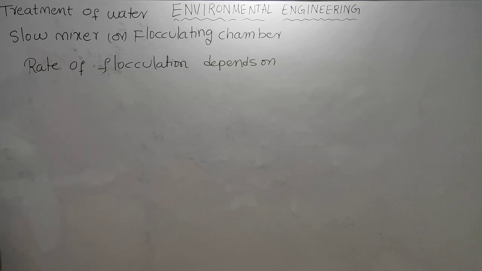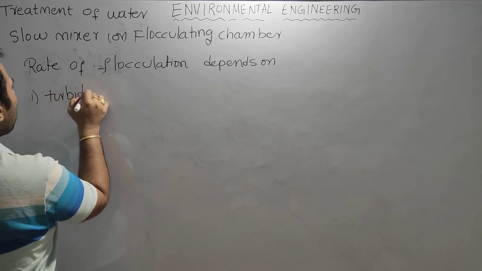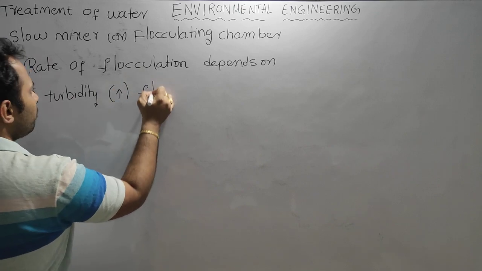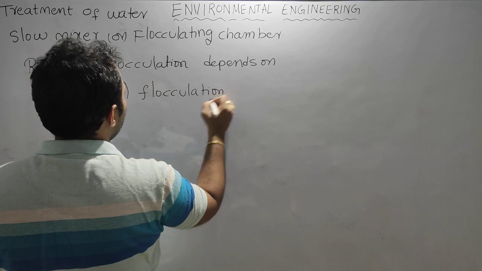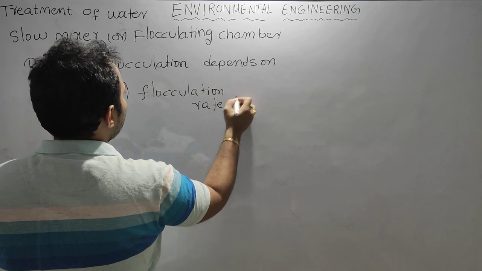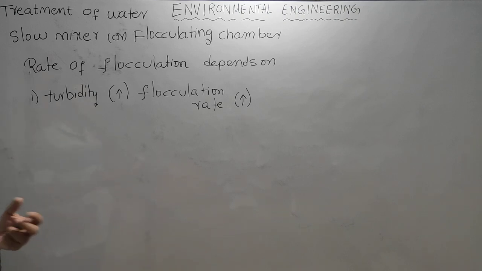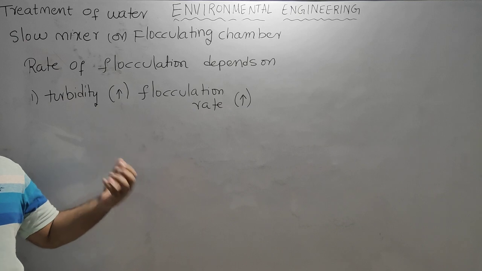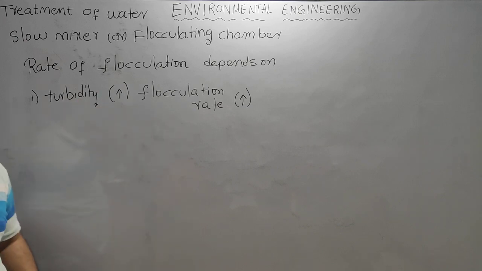One, turbidity. If the turbidity is more, then the rate of flocculation will also be more, which means more particles are there and easily they will come together. So faster, larger flocks will form and settle down. So that is called the rate of flocculation.